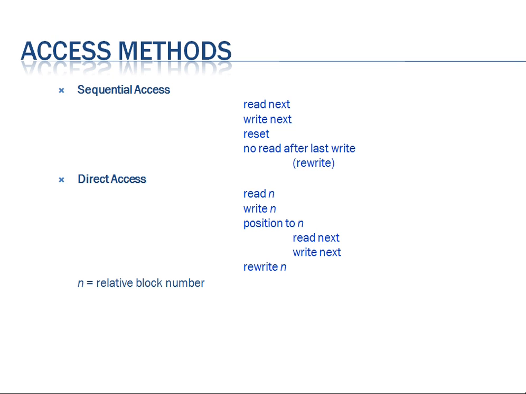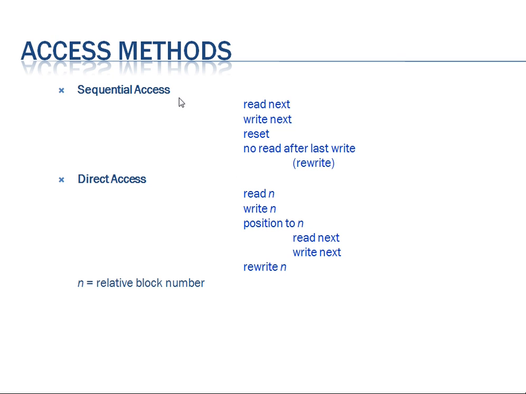Let us now see access methods. A file can be accessed sequentially or directly. In case you're performing a sequential access, these are the sequence of operations carried out over the file. First, we'll be needing read next, then a write next operation. We will be resetting the pointer and no read after the last write. Whereas in case of direct access, we will be reading.